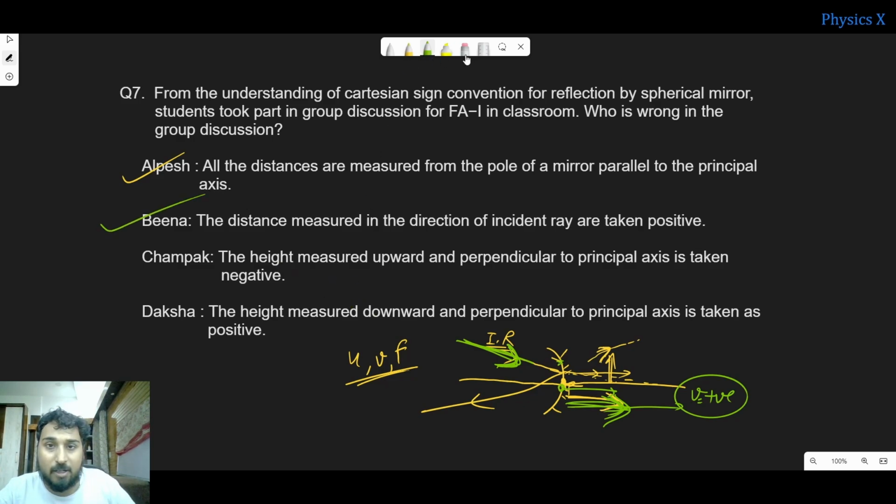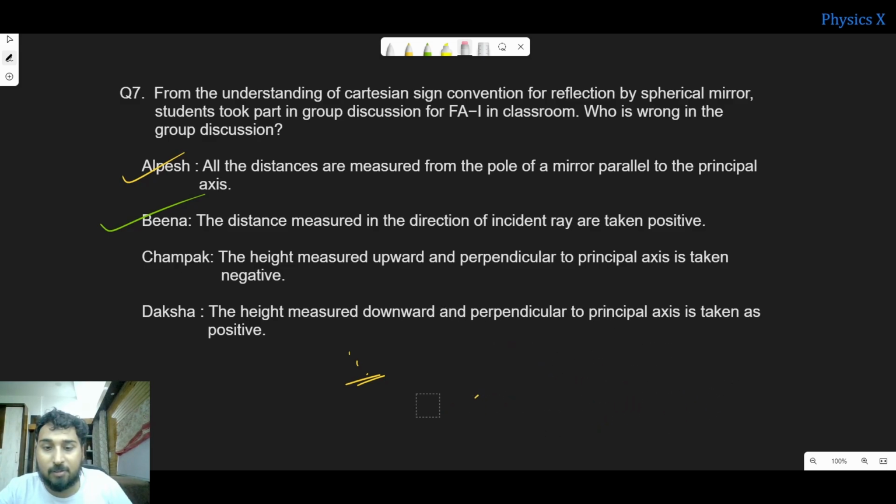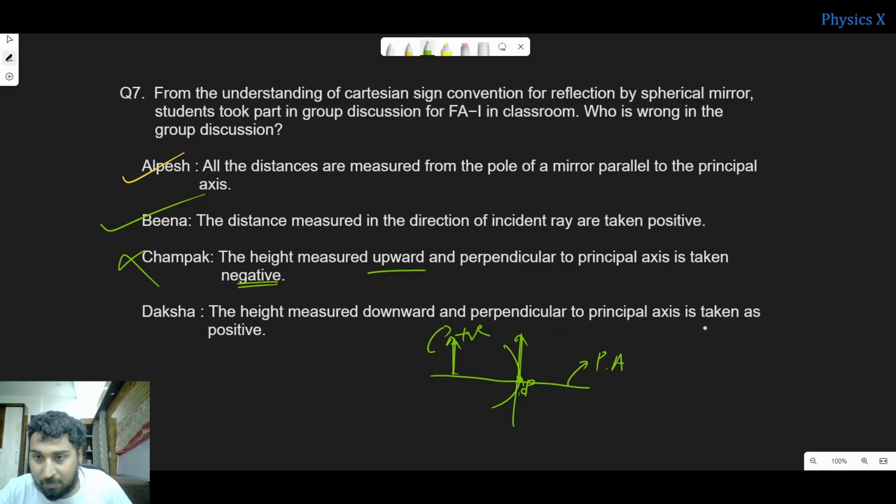The height measured upward and perpendicular to the principal axis is taken negative. So you can know this is wrong. How? Because he is still telling that perpendicular to the principal axis. So this is your principal axis and you are taking perpendicular to this and upward. I told you this is the origin. If I consider the y axis like this as the upward direction, then upward direction is taken positive, not negative. This is wrong. The height measured downward and perpendicular to the principal axis taken as positive.